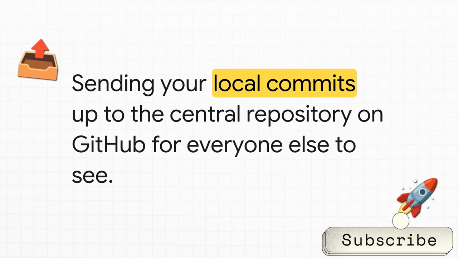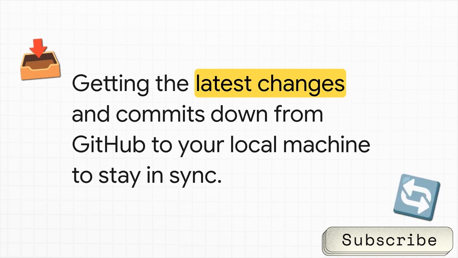So, when you want to share your latest commits, your latest save points, you use a command called git push. You're literally pushing your changes from your computer up to GitHub. And on the flip side, what if your teammate adds something cool? You need to get those changes, right? So you use git pull. You pull the latest changes down from GitHub onto your machine. It's this constant push and pull that keeps the whole team on the same page.